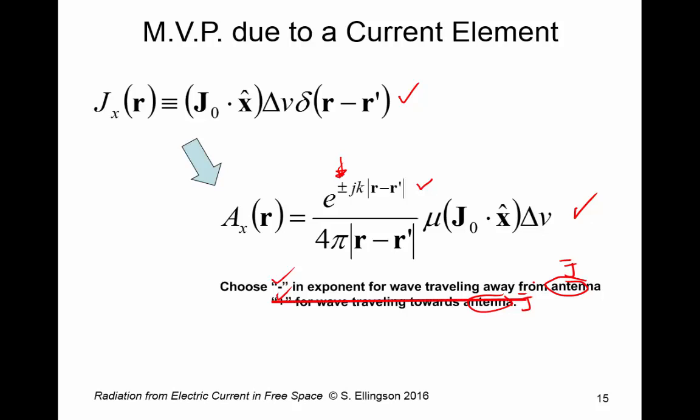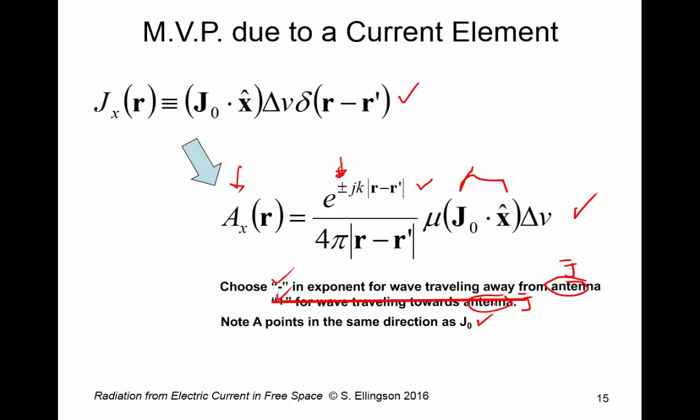Now, of course, if we added some scatterers around the current sources, then the situation changes. But in free space with no scatterers, we don't expect to see waves traveling back towards the current source. So we can get rid of the plus sign, and we'll do that in subsequent slides. Now, I'd like to point out that the magnetic vector potential always points in the same direction as J naught.